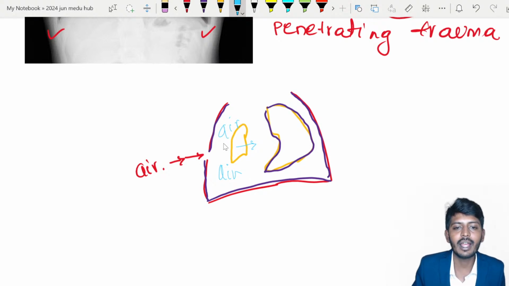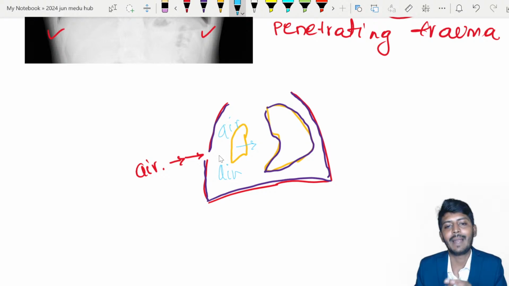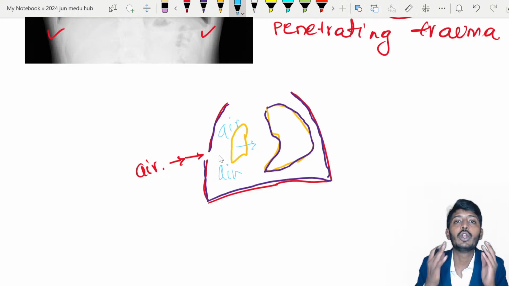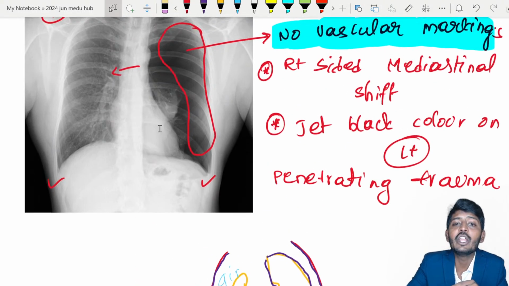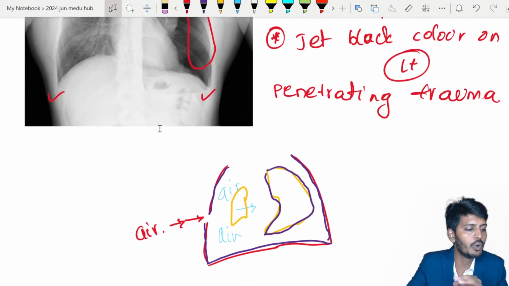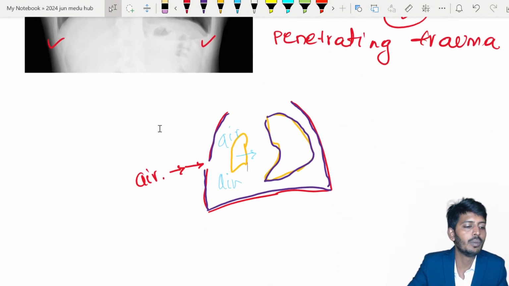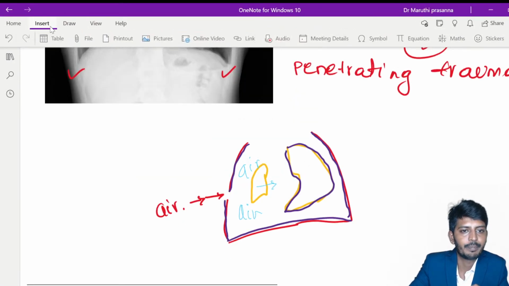So if the lung is not there, all this area is filled with only and only air. Air will look which color? Yes, black color. And most importantly, no vascular markings. What is it clearly suggesting? Yes, that is suggestive of pneumothorax. So this is the story of your pneumothorax and images related to the chest. Once we are done with that, I want to discuss some images related to the abdomen as well. Let's bring them in.